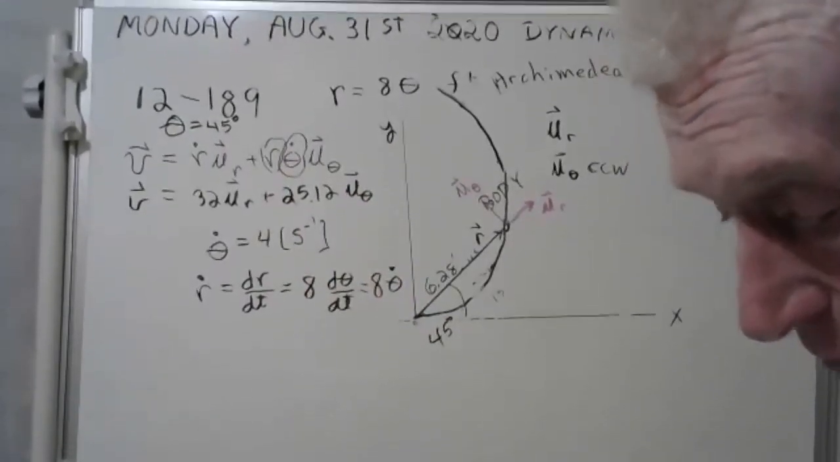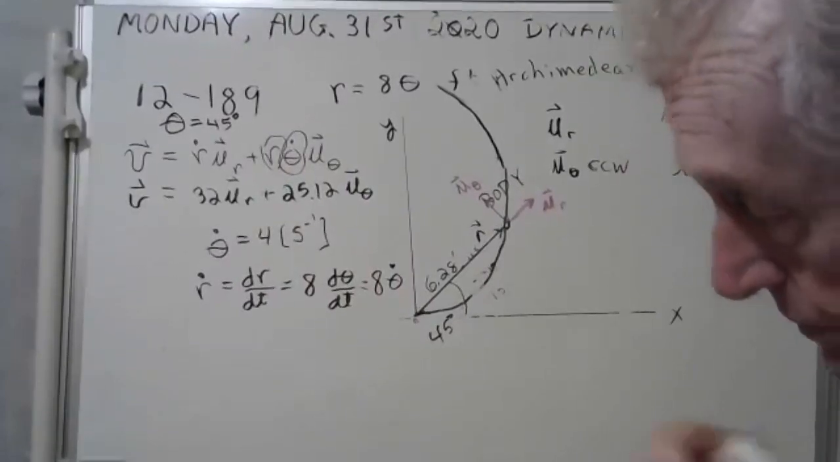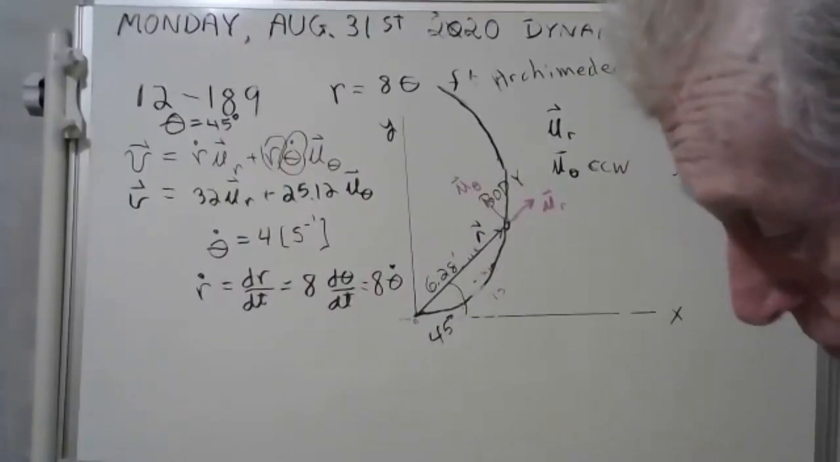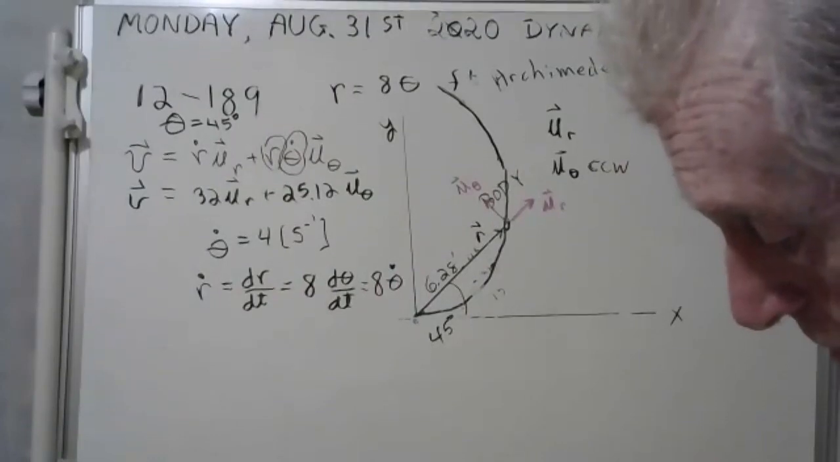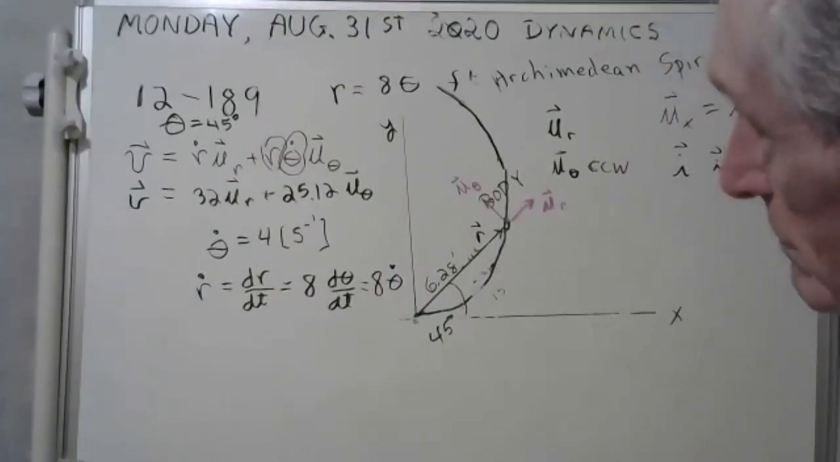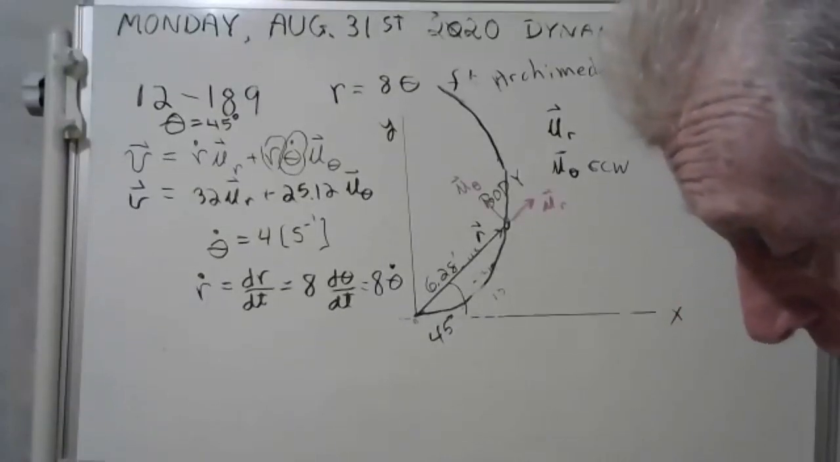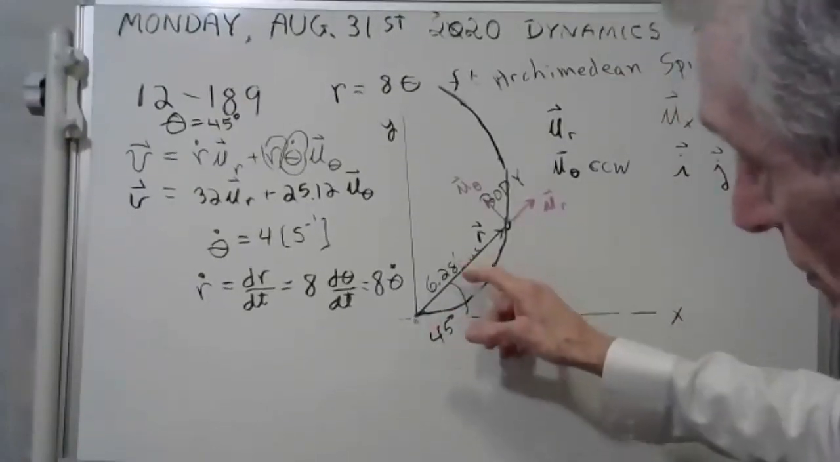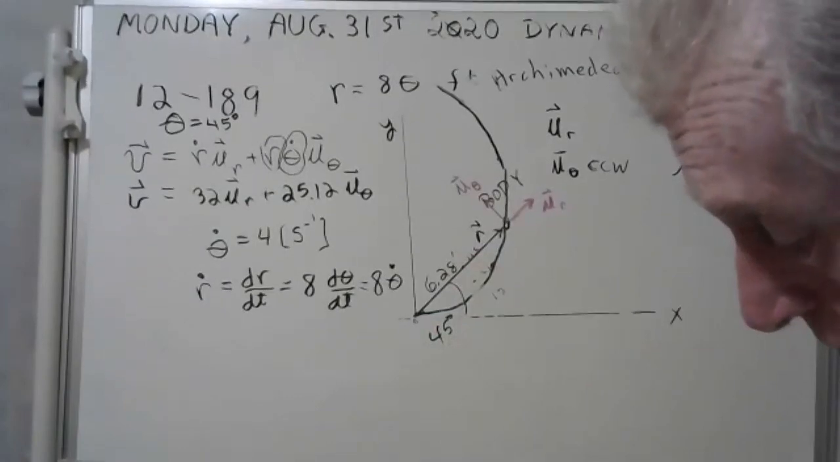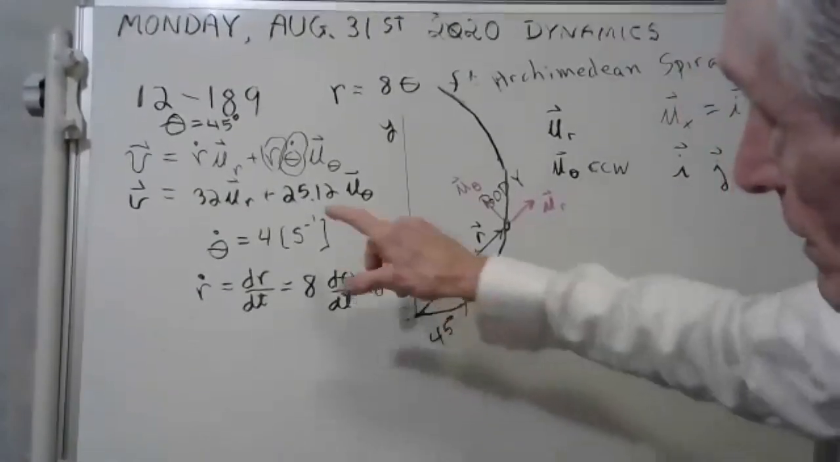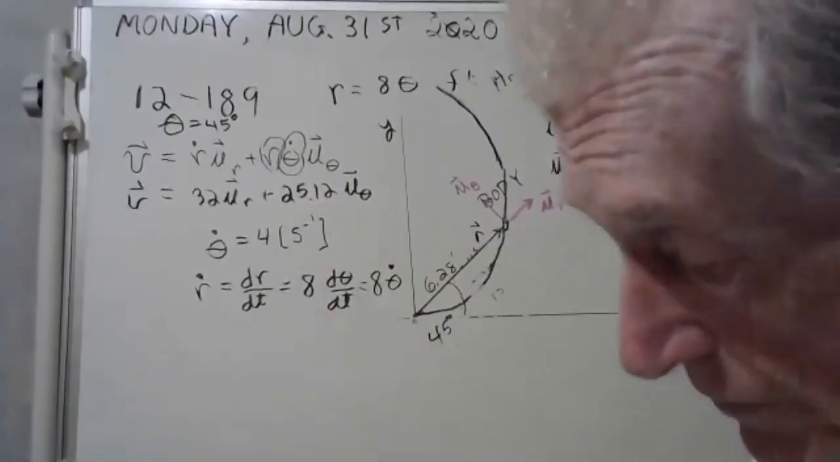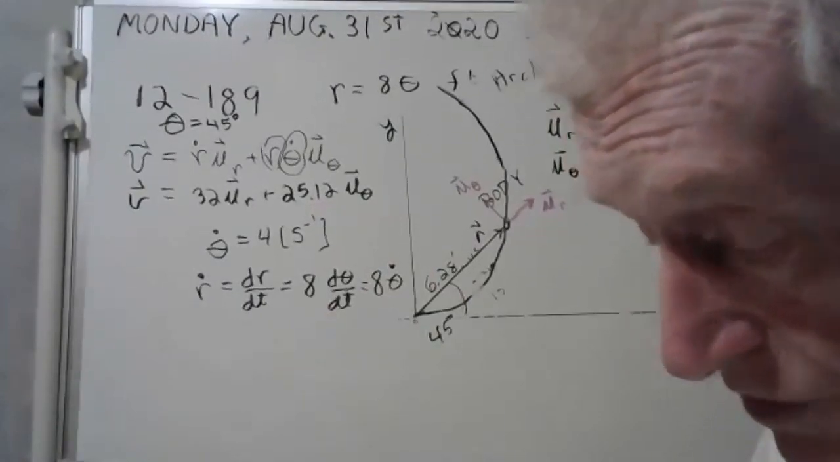Take 6.28 times 4, and it's supposed to be 25, isn't it? Did I do that right? Let me do it again. 4 times 6.28. Well, I got 25 that time. Let me do it again. 6.28 times 4. No, that's right. It's 25.12. That's how I got it.